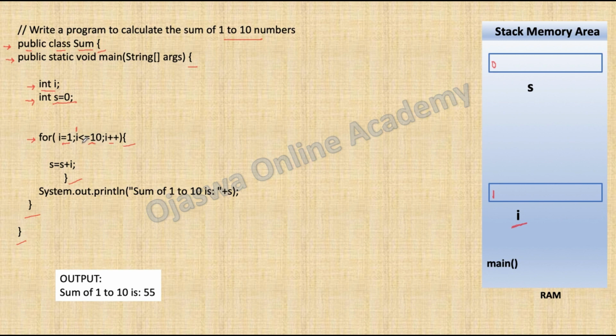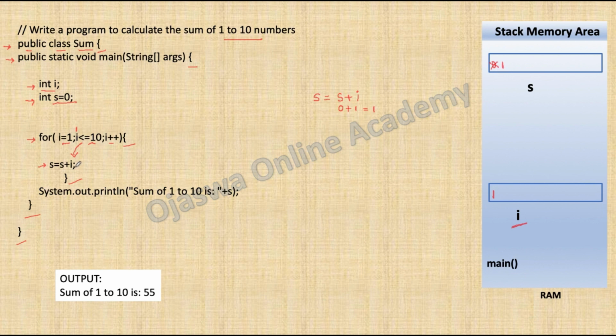And when the condition is true, control of the execution comes inside the loop and the statements inside the loop execute. Here we have written the logic s equal to s plus i. So let us calculate this. Value of s is 0 plus value of i is 1, which is equal to 1. So now the updated value of s is 1. Hence inside the memory 0 will be replaced with 1 and the updated value of s is now 1.